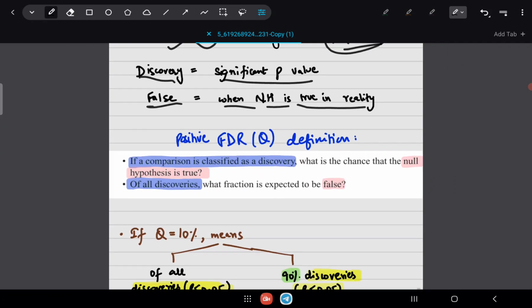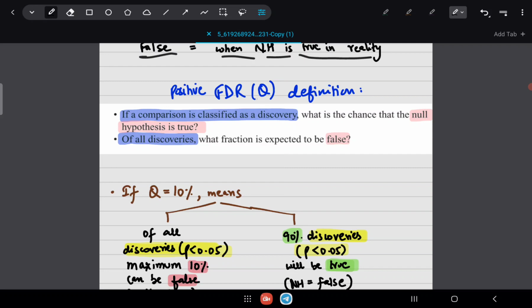So again, the same thing. What is the positive FDR definition? Positive false discovery rate definition: if the comparison is classified as a discovery, meaning the comparison has a significant p-value, what is the chance that the null hypothesis is true in reality? Or you can ask, of all the discoveries that have been made, meaning of all the comparisons in which the p-value is significant, what proportion of them is expected to be false?